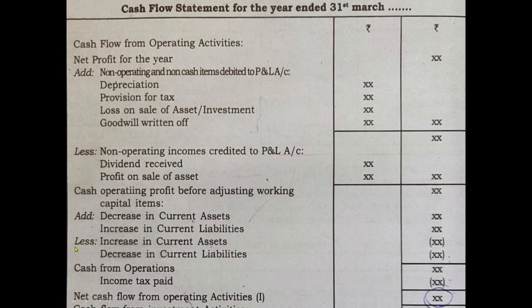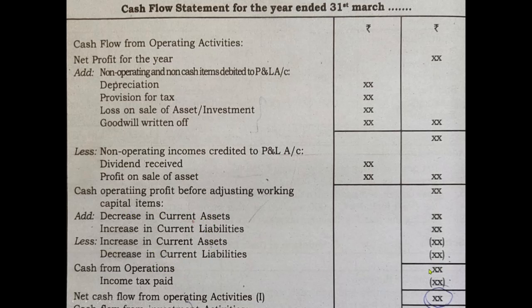So what will be the items that are deducted? Increase in current asset and decrease in current liability. If you understand the concept of adding, you will naturally understand the concept of deducting. So after adjusting these working capital items, you finally get cash from operations.